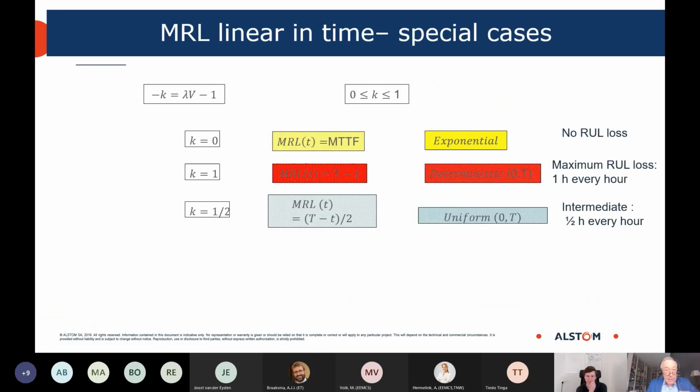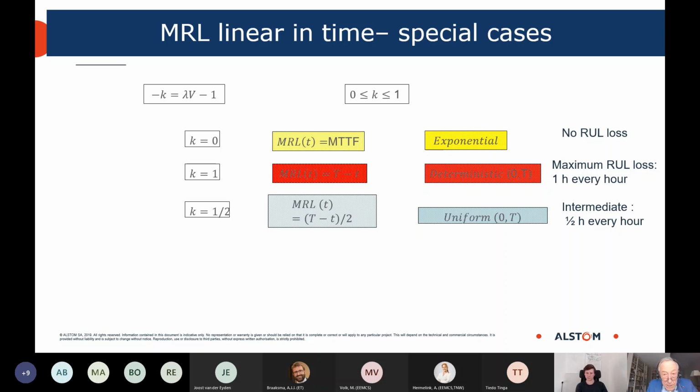Now, if you look at special cases, in general k is between 0 and 1. If you make k equal to 0, then the MRL is constant, it's the MTTF, and we have the exponential distribution, where there is no RUL loss. The mean residual life throughout time is always constant and equal to MTTF. No aging, that's well known for the exponential distribution. That means that for a time interval dt, the loss of RUL is 0.